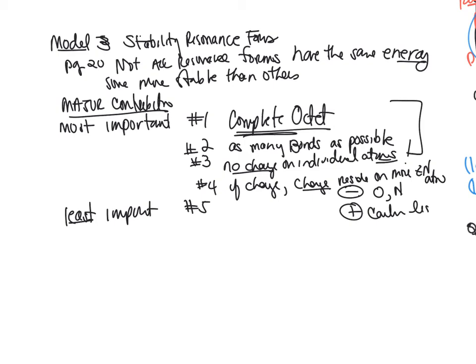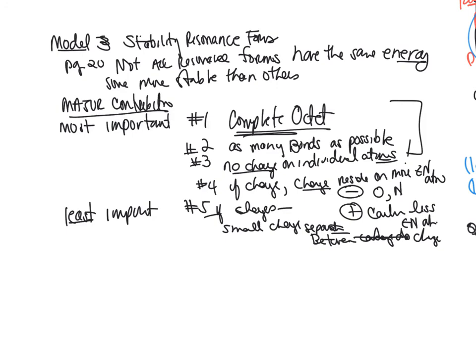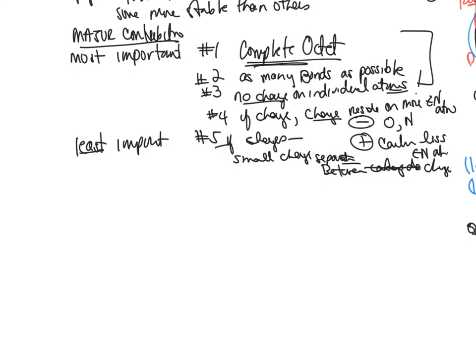Okay, and then if a charge exists, so if you do have charges, you want as small a charge separation as possible between charged atoms. Okay, so those are the rules. And we're going to apply them in questions 8 and 9. So let's draw out our resonance structures here.